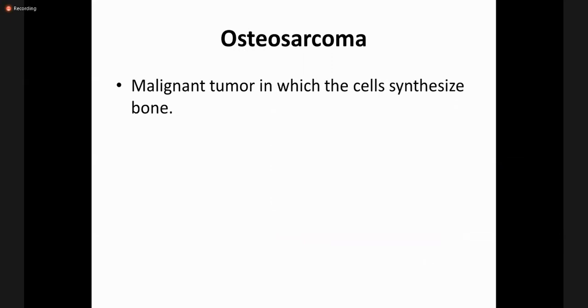So the next one is the osteosarcoma. It's a malignant bone tumor in which the tumor synthesizes bone. So why do we call it malignant? Because the tumor cells directly synthesize the bone without formation of cartilage.